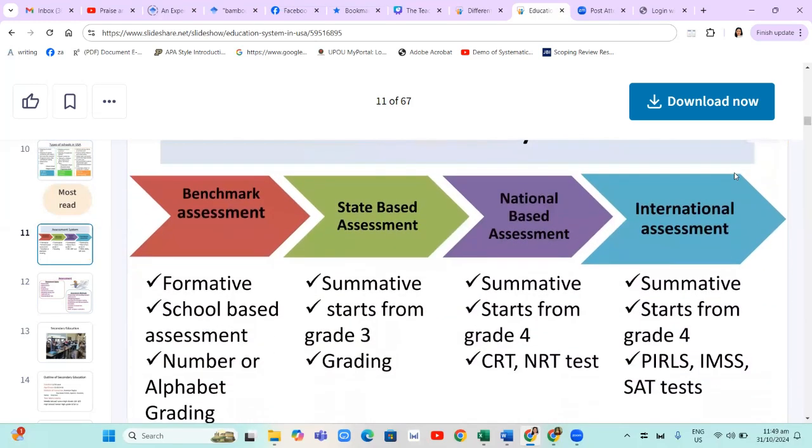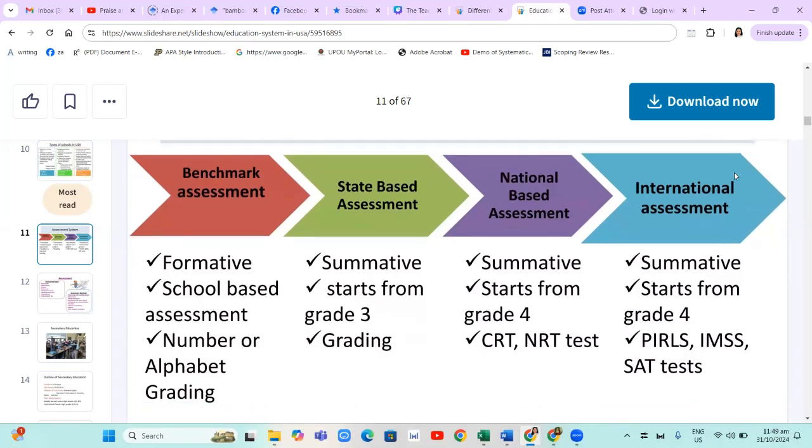So the assessment system: classroom-based assessment, formative school-based assessment, number or alphabet grading, and the state-based assessment, summative, starts from grade 3, and there's a grading. And then the national-based assessment, summative, starts from grade 4, CRT and NRT tests. And the international assessment, which is summative, starts from grade 4: PIRLS, TIMSS, and SAT tests.